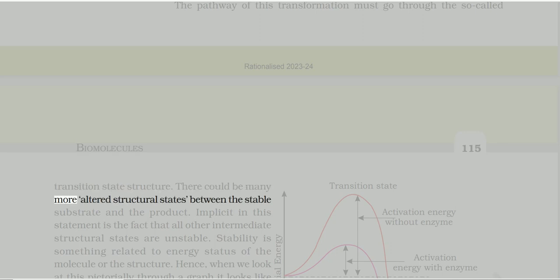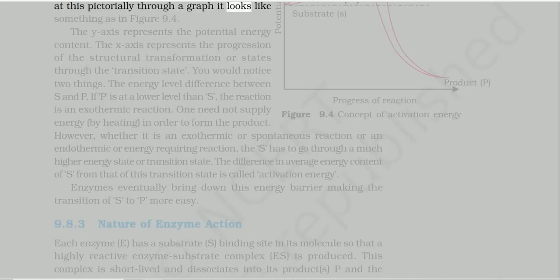There could be many more altered structural states between the stable substrate and the product. Implicit in this statement is the fact that all other intermediate structural states are unstable. Stability is something related to energy status of the molecule or the structure. Hence, when we look at this pictorially through a graph it looks like something as in figure 9.4. The y-axis represents the potential energy content. The x-axis represents the progression of the structural transformation or states through the transition state.